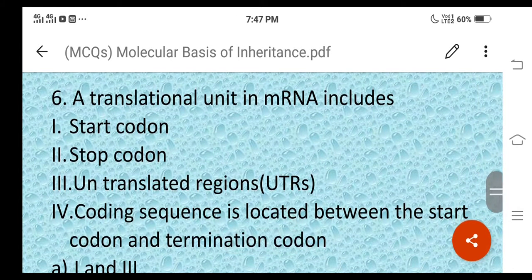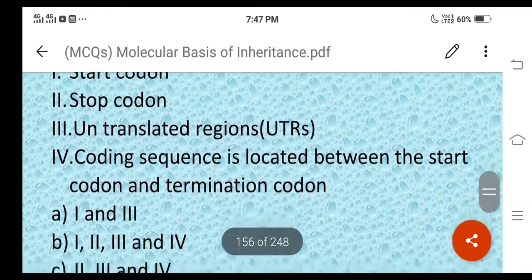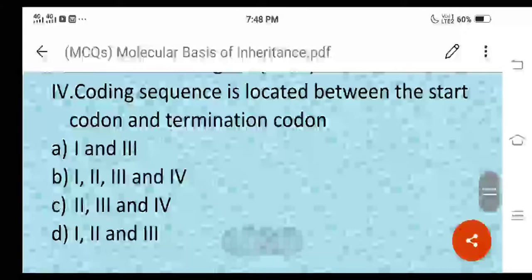A translated unit in mRNA includes: number 1, start codon; number 2, stop codon; then 3, untranslated regions; then the fourth one is coding sequence located between the start codon and terminator codon, right? These 4 different statements are there, and the options are like this: option A, 1 and 3. Option B, 1, 2, 3 and 4. Option C, 2, 3 and 4. Option D, 1, 2 and 3.